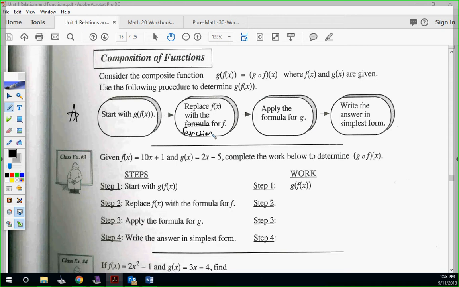So start with g of f of x. That's what they did first step for us. Step 2, replace f of x with the formula for f. So f is 10x plus 1. So we're going to write it as g of 10x plus 1. And now we sub the 10x plus 1 in for the x in g. 2 times 10x plus 1 minus 5.